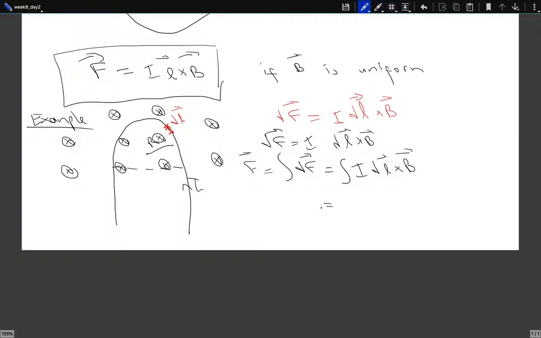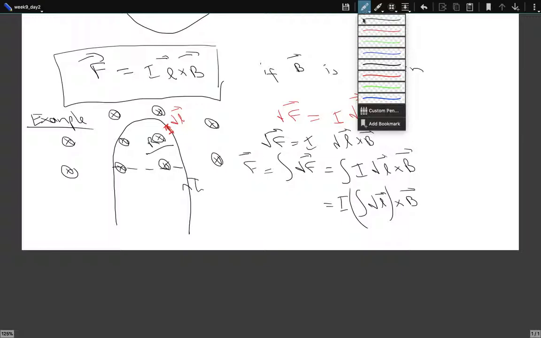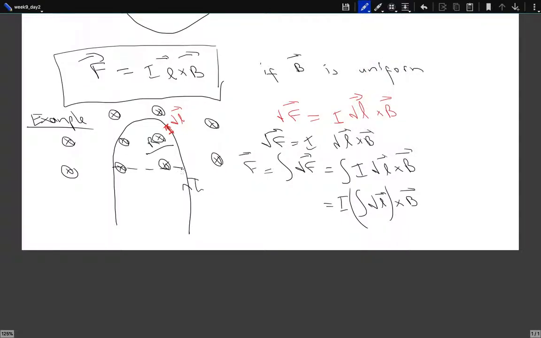Now, as we go from segment to segment, does I change? So take it out of the integral. Does B change? Take it out of the integral. So this is I dl cross B. Okay, I'm taking them out of the integral, keeping their order fixed. I'm not rotating these because the cross product changes sign. But the sum of all those dl's is just the total, this vector.